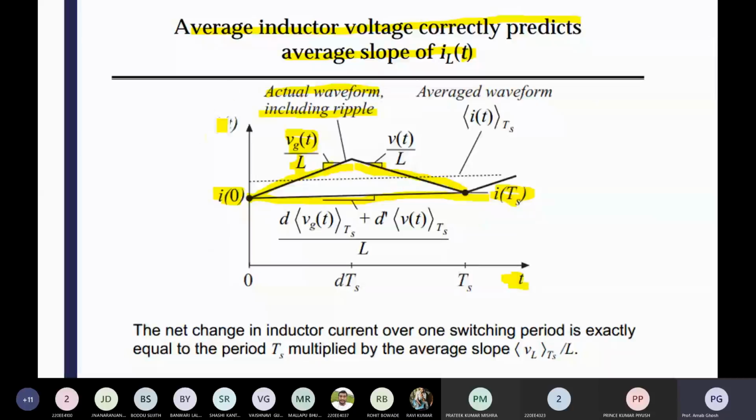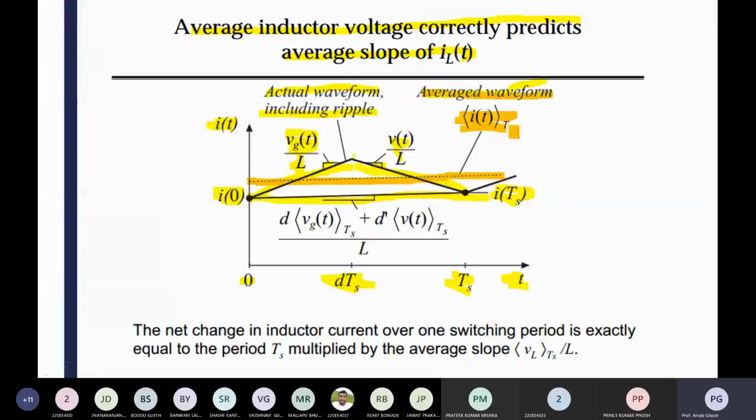Here you can see your current expression, and dTs is there. The on time current, how much current is stored from the initial condition to the final point, and then up to the total time period. So the current rises up, then it falls down through the slopes. And what is the dotted line? The dotted line is your average waveform. After getting all those things, you take the average value. So the dotted line is your average waveform.